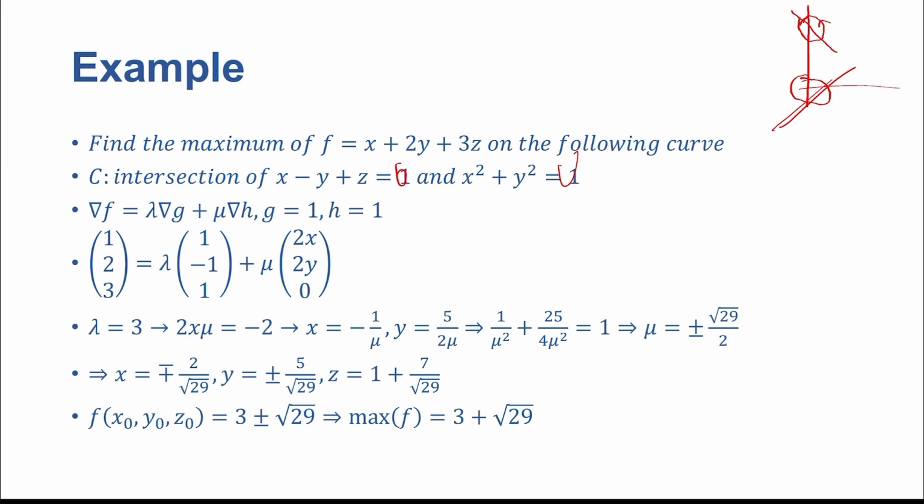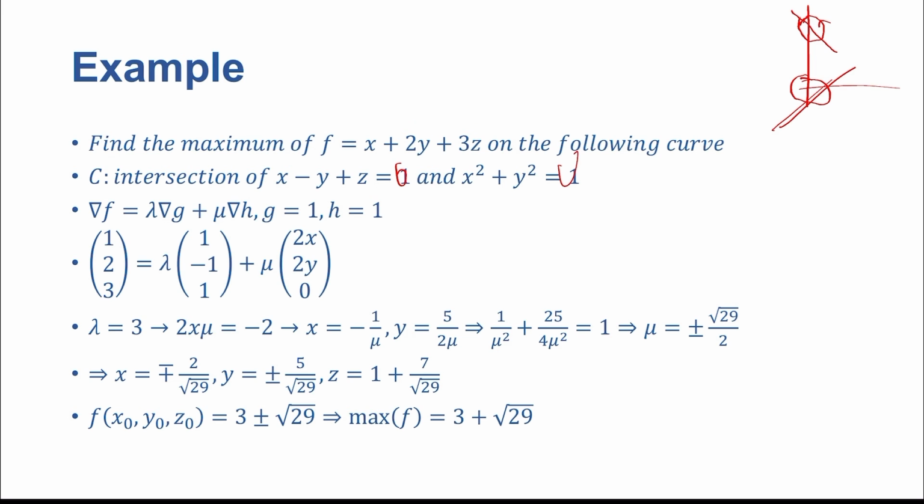So now what we are going to do is find all of our gradients. This is a very easy gradient to find for f. Differentiate x goes to 1, differentiate 2y goes to 2, differentiate 3z goes to 3. Differentiate for g, x goes to 1, y goes to negative 1, z goes to 1. Finally, for h, x squared goes to 2x, y squared goes to 2y, and we don't have any z's, so we get 0. So we've got (1, 2, 3) equals lambda times (1, negative 1, 1), plus mu times (2x, 2y, 0). So that is our equation.